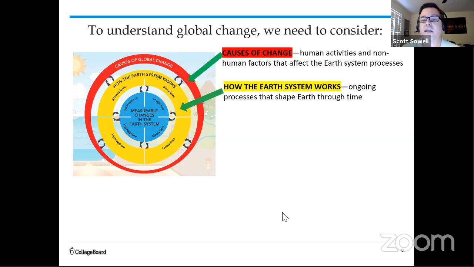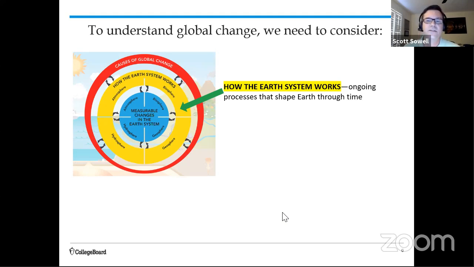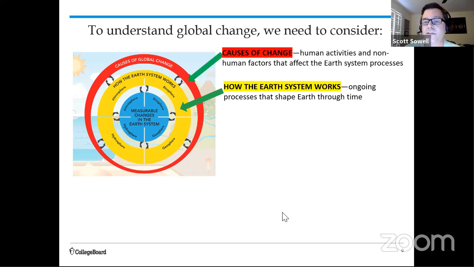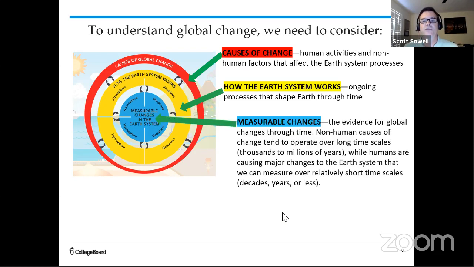And then along comes us, causes of change. Now, causes of change can be human, but can also be non-human as well. So it's nice to understand the system, what we do to the system, and then to measure changes, measurable changes, quantifiable changes. This is the evidence of those changes. What have we done, both human and non-human causes of change? But again, that idea of understanding the system, what have we done to it, and then what are the measurable effects helps me to think about these concepts.